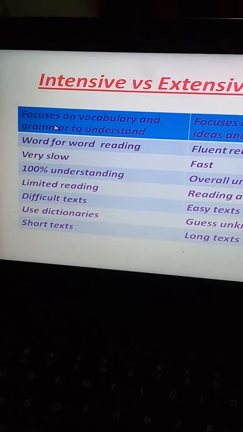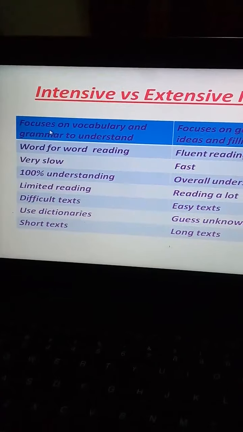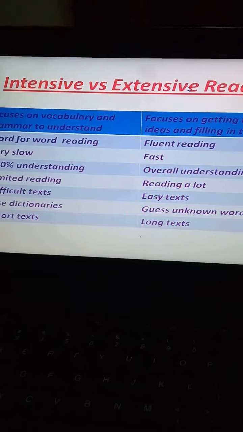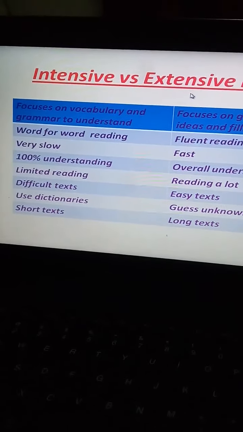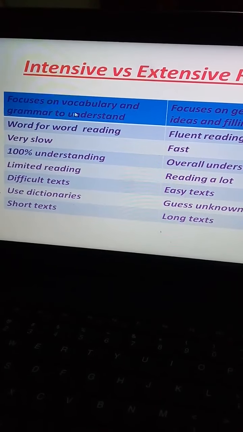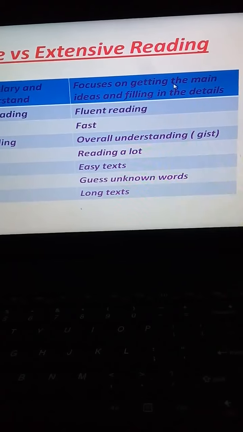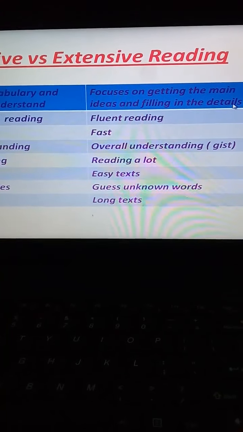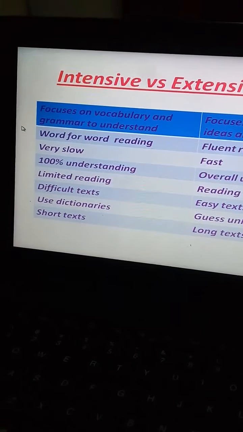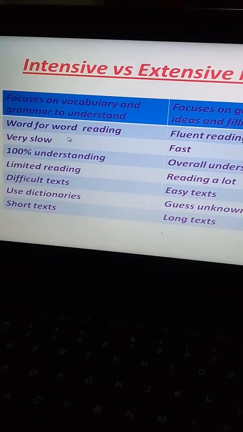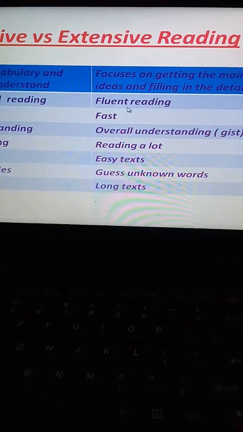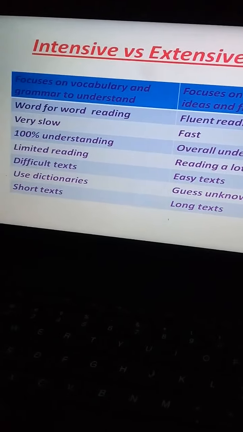And there is a table for you. This table shows you the differences between intensive and extensive reading. Intensive reading focuses on vocabulary and grammar to understand, and it focuses on getting the main ideas and filling in the details. In intensive reading we find word for word reading, and in extensive reading, fluent reading is a must.